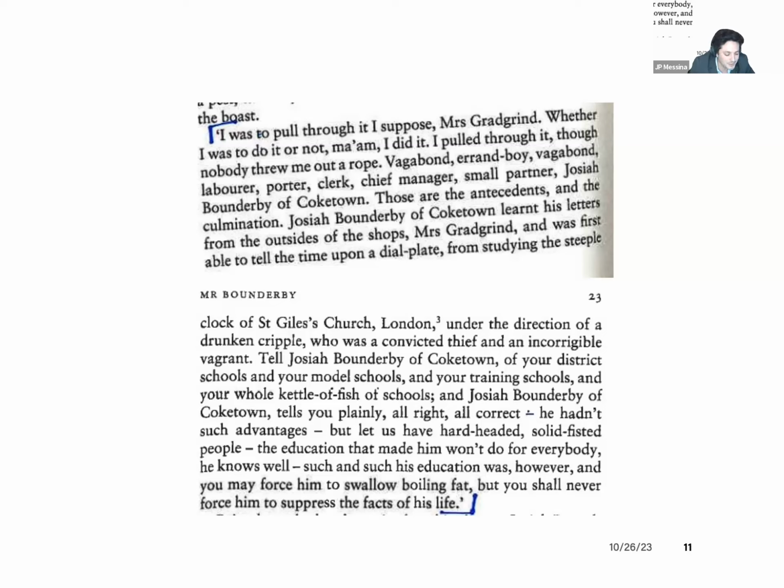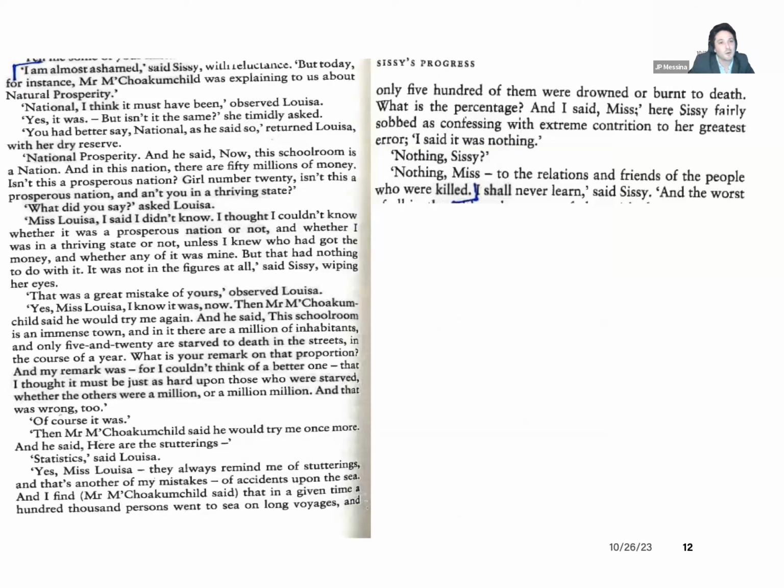In a great passage that emphasizes the separateness of persons, Sissy tells Gradgrind's daughter Louisa about an embarrassing encounter that she has that day at school, and a didactic conversation with the aptly named Mr. M'Choakumchild.